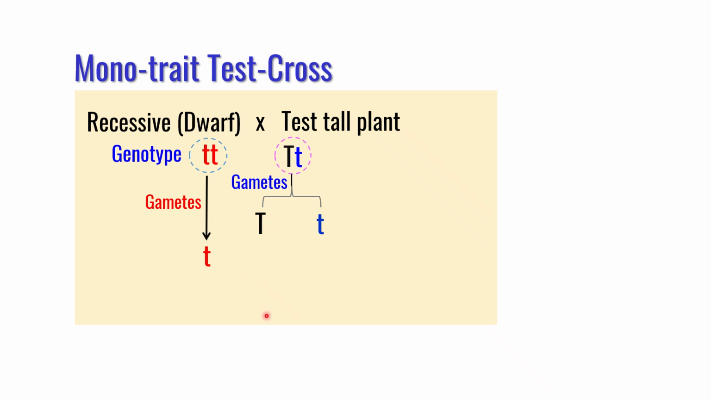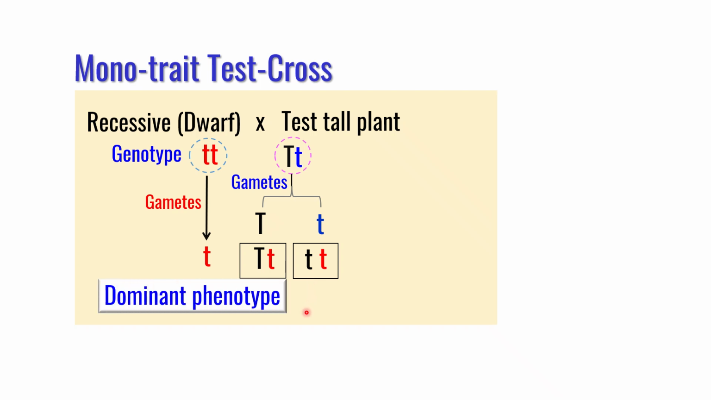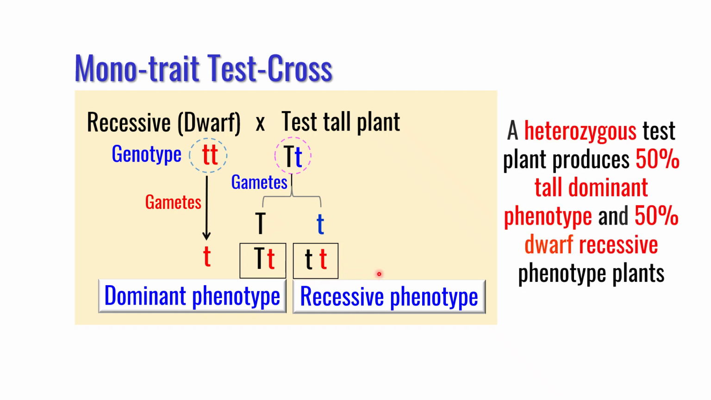So make a small square and put the corresponding combinations in the square and predict the phenotype. So this will be dominant phenotype or tall, this will be recessive phenotype or dwarf, and therefore a heterozygous test plant will produce 50% tall dominant and 50% recessive or dwarf phenotype plants.